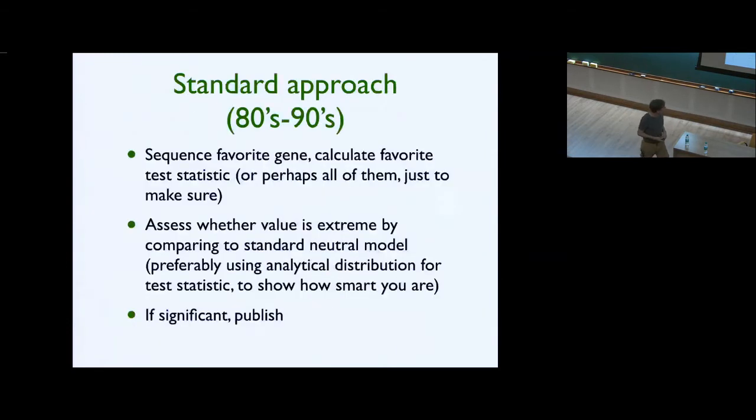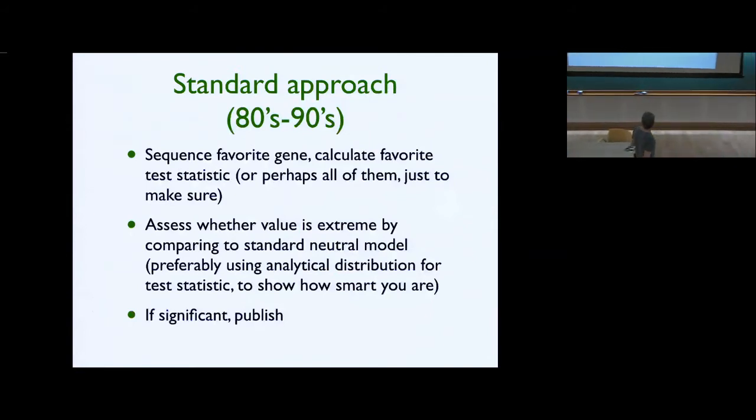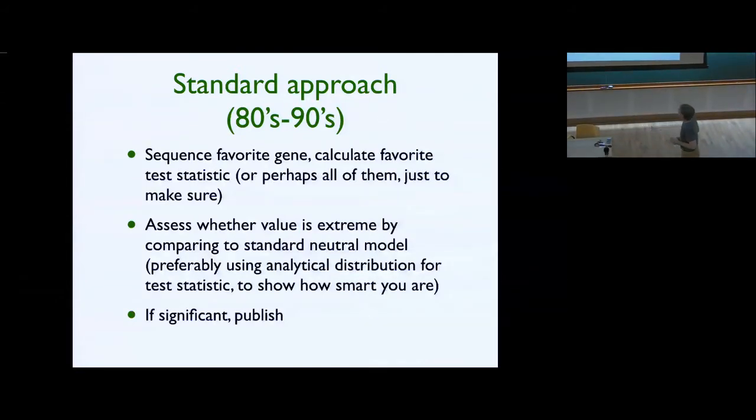Okay, but now, if you take the history of this, when much of this theory was developed, the basic algorithm went like this. You sequence your favorite genes. Remember that this was when it was really hard to sequence things, right? Then you calculate the test statistic, then you run some coalescent simulations to see whether this is significantly different from neutrality. You can even do this analytically if you're really clever, and if it's significant, yay, you publish, right?